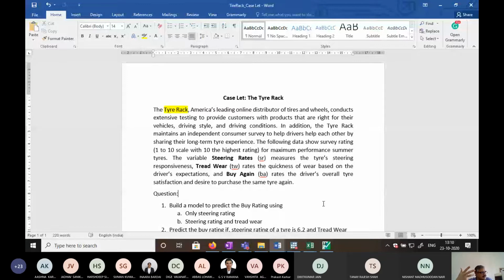This is a caselet on tires, an automobile-related thing. The study is done to know the propensity or inclination of people to buy the tire again. The study is keeping these two things in mind: the steering rating, I mean the comfort when they drive fast and how comfortable they are in taking turns, and then the opinion from people regarding the tread wear. How do they rate the wear and tear of the tires? So keeping these two things in mind, the buy-again decision, again the rating has been done.